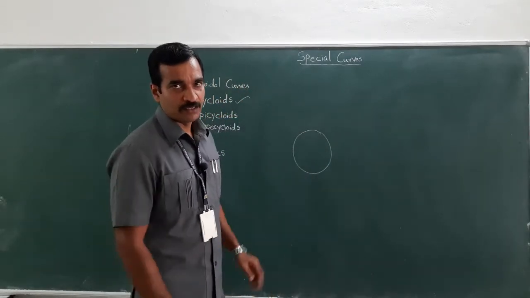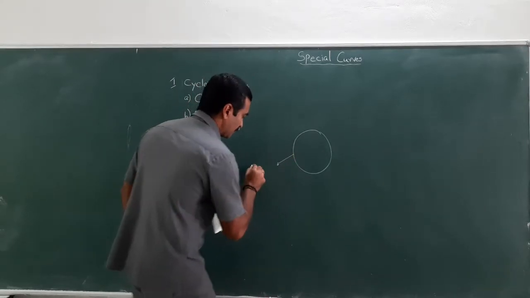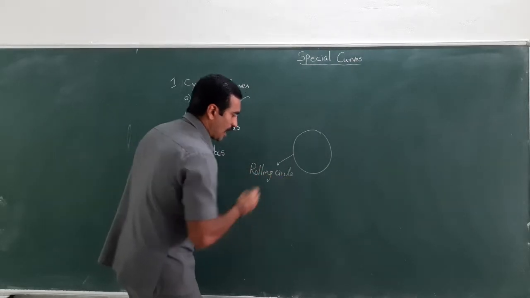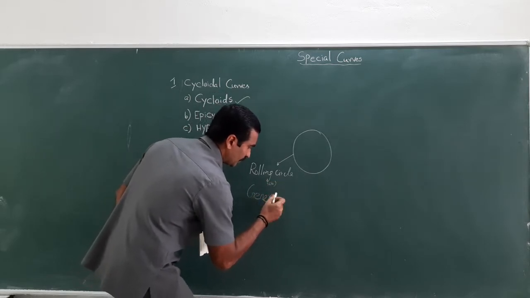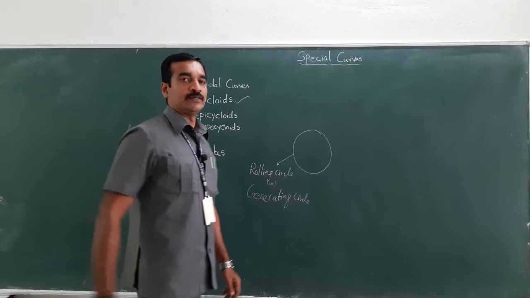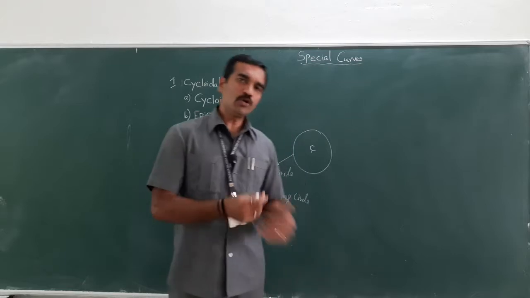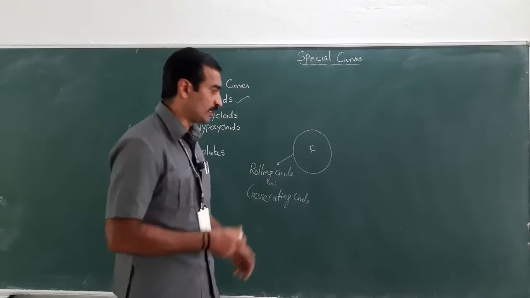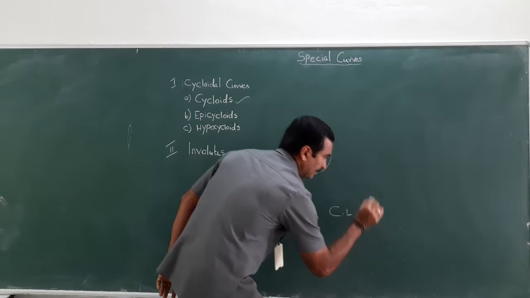which is nothing but the rolling circle or generating circle. This can be named as rolling circle or generating circle. Right. Its center is termed as C. What would be the circumference length of the circle? The circumference length of the circle is nothing but pi d.